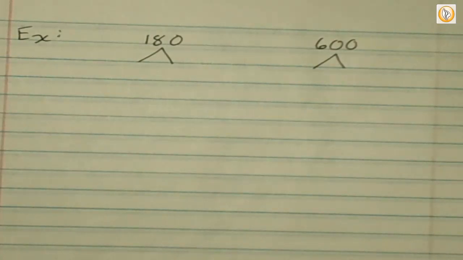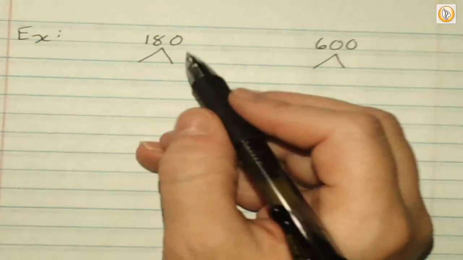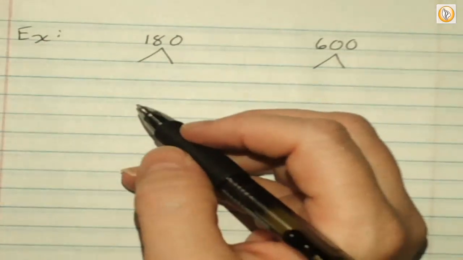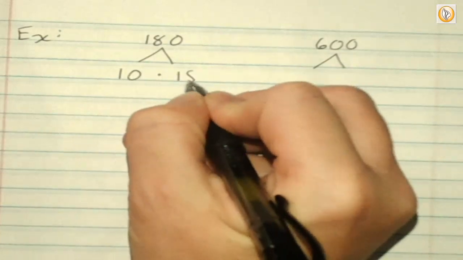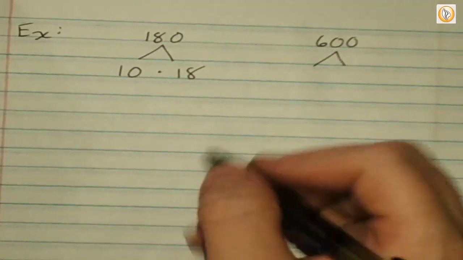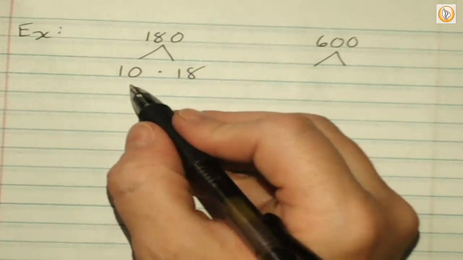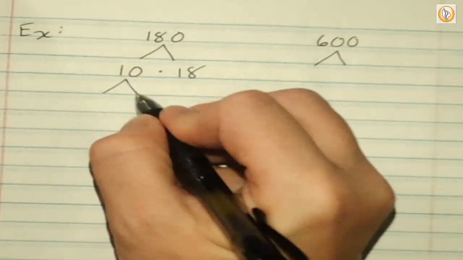Tanner, can I? Tell me what two numbers give me 180 when multiplied. 10 and 18. Very good. 10 times 18. Good job. Is 10 prime? Nope. Is 18 prime?